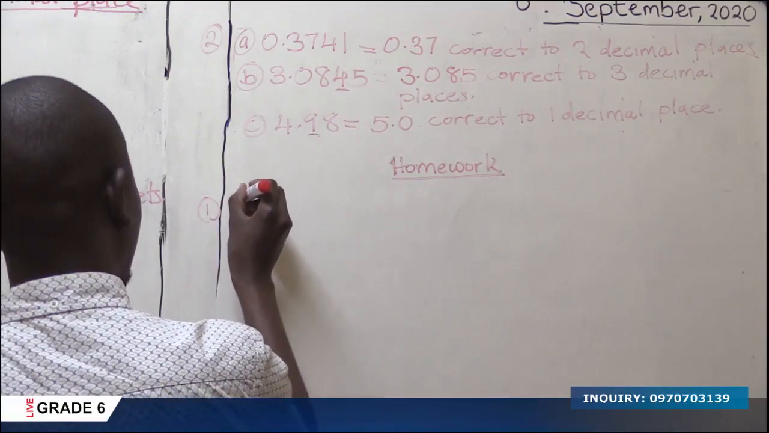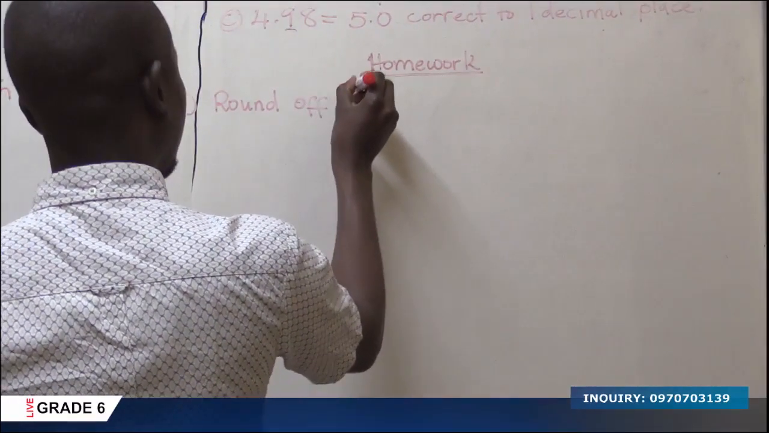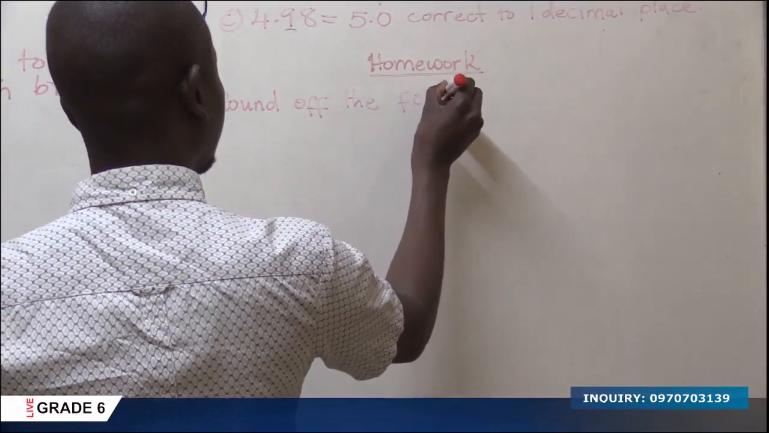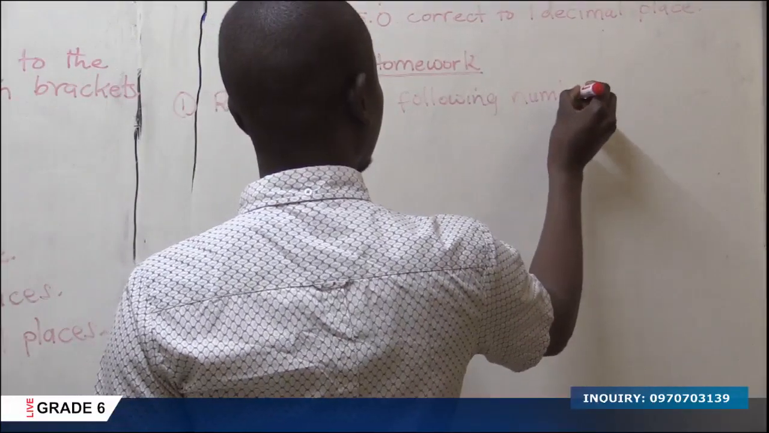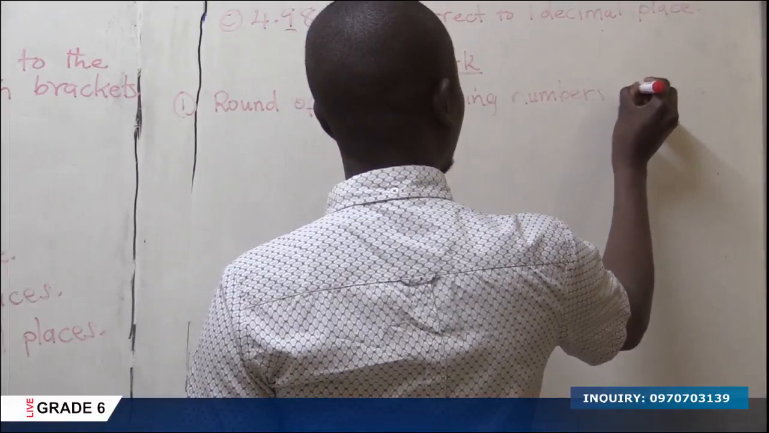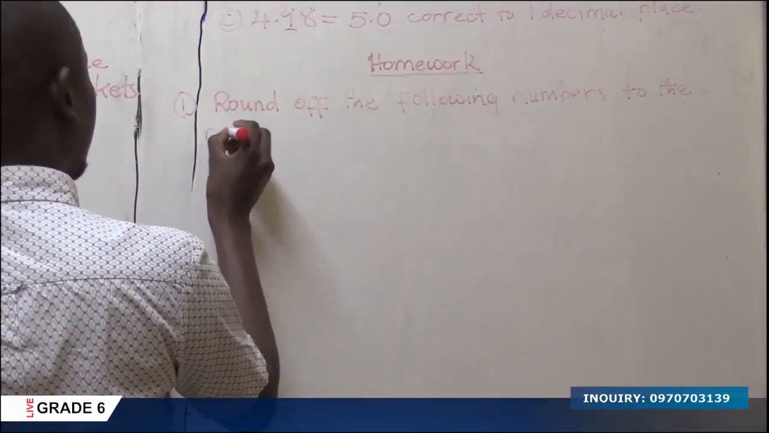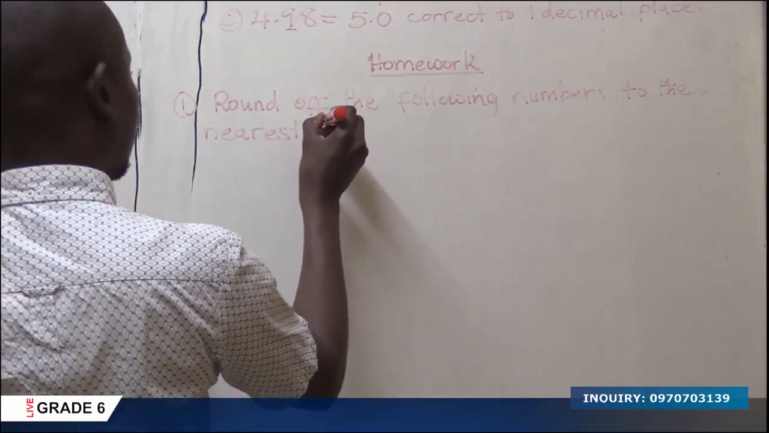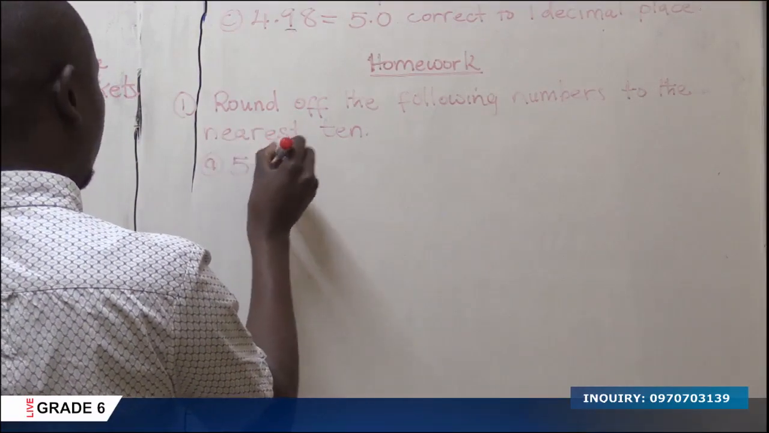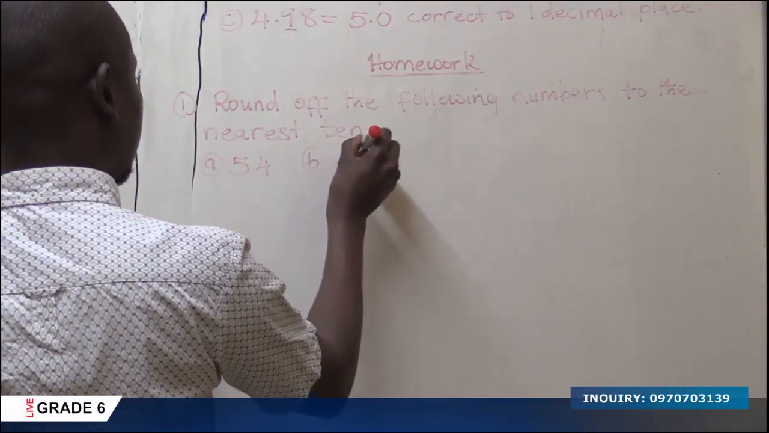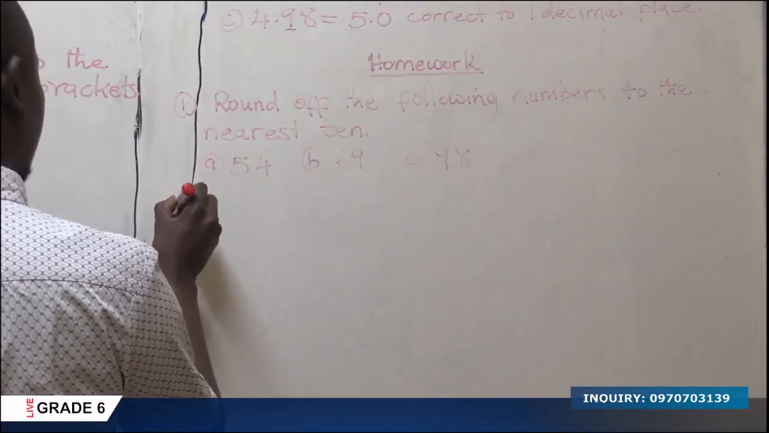Number 1 says, round off the following numbers to the nearest 10. A 54, B 69, C 98. Okay, number 2.